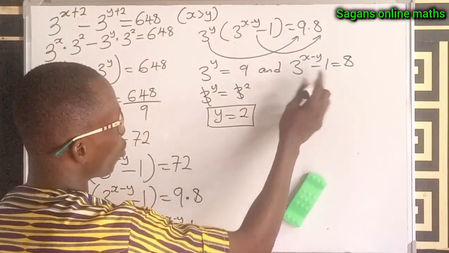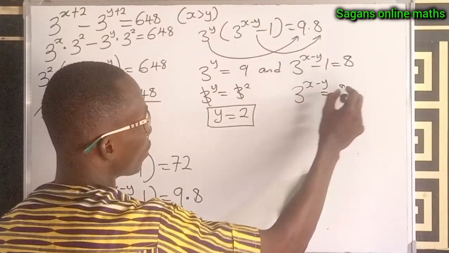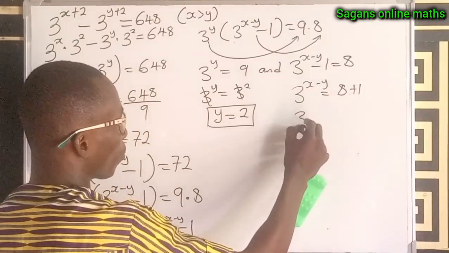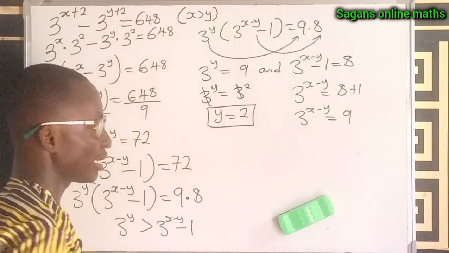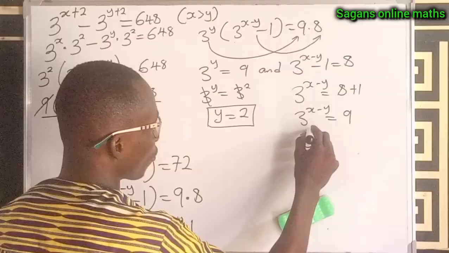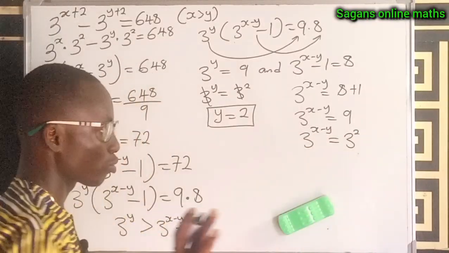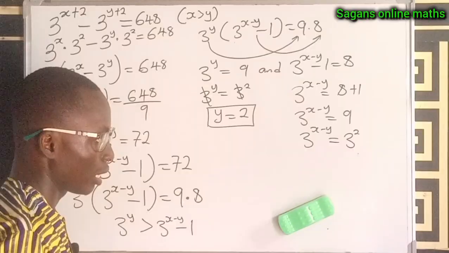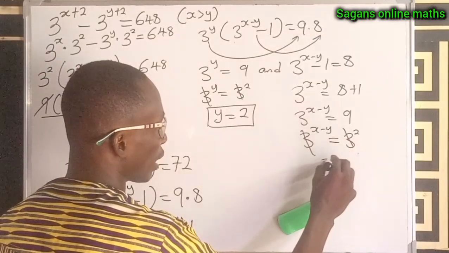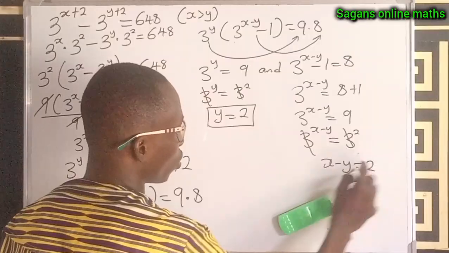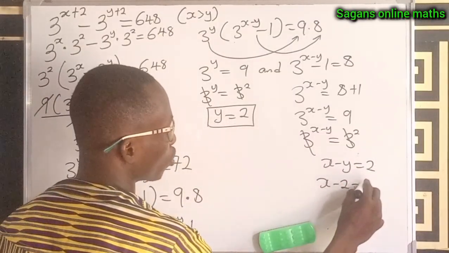Let's concentrate on this. By adding 1 to both sides, 3 to the power of x minus y is equal to 9, that is 8 plus 1. Let's put 9 in this form. So 3 to the power of x minus y is equal to 3 to the power of 2. 3 to the power of 2 simply means 9. Since the bases are the same, we can equate the powers, so do without them. So x minus y is equal to 2. But our y is 2, so it means that x minus 2 is equal to 2.